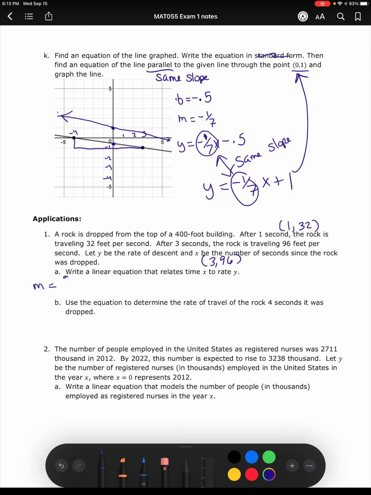We want to find our slope, 96 minus 32 over 3 minus 1. Let's see what that is. We got 64 over 2, so it has a slope of 32. And then we just need the y-intercept. So we can use either point. I'm going to use (1, 32). All right, so it looks like b equals 0, because 32 times 1 is 32, and then you subtract. So we get the line y equals 32x plus 0. And you don't have to write plus 0.